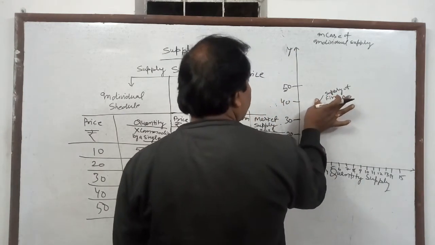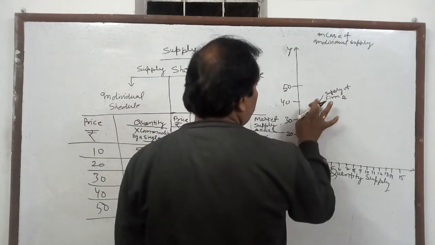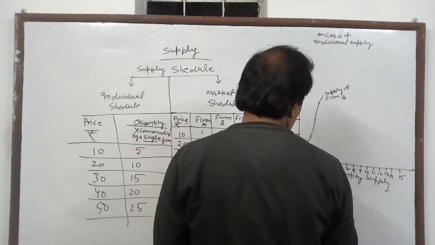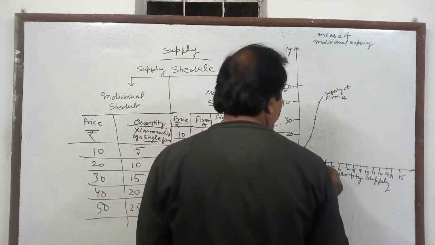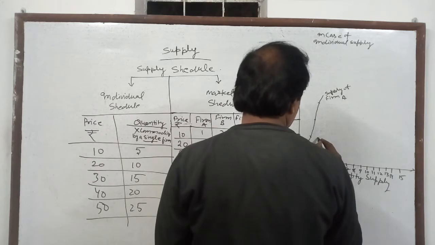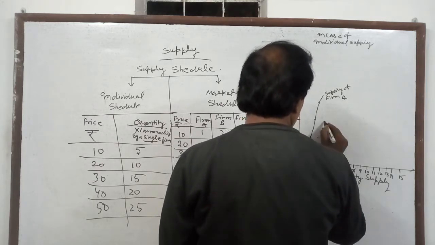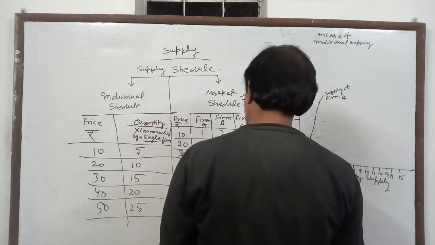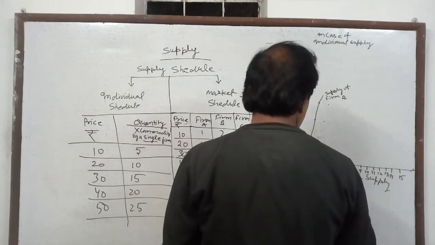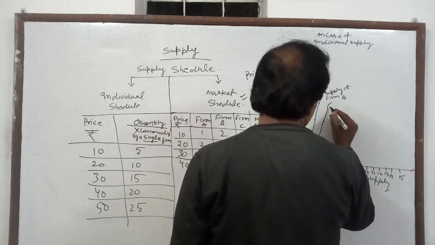Now come to the second, firm B. When the price is rupees 10, he is ready to sell 2 units. When the price is 20, he is ready to sell 3 units. When the price is 30, he is ready to sell 4 units. When the price is 40, he is ready to sell 5 units. So in this way you will find the supply of firm B.